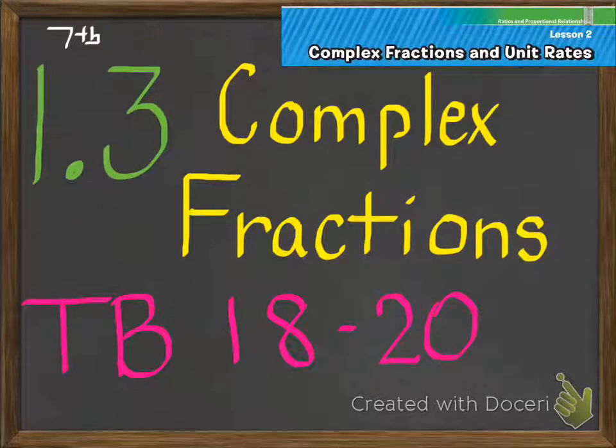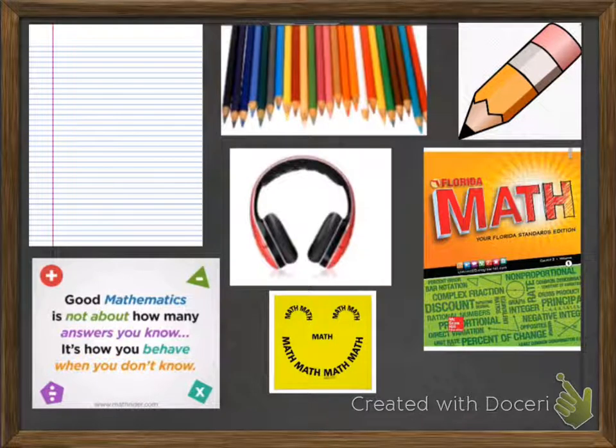This is your 7th grade math, chapter 1, section 3 on complex fractions. This is going to begin on textbook page 18 and go through textbook page 20. You're going to need all the things that you see here, and don't forget to bring your good attitude, because what matters most is what you do when you don't know the answer, as you can see here.